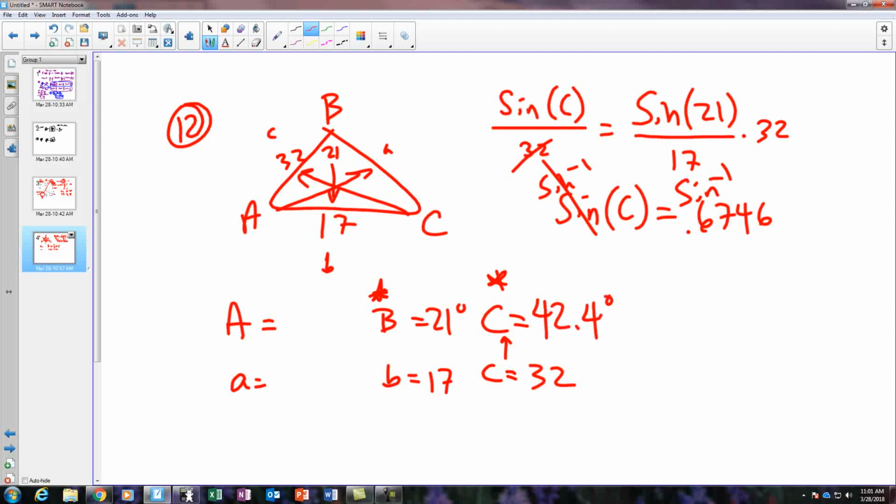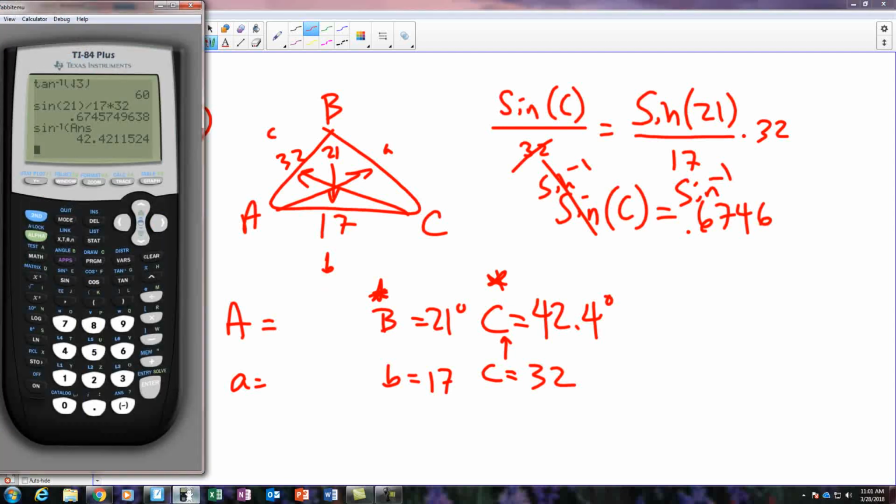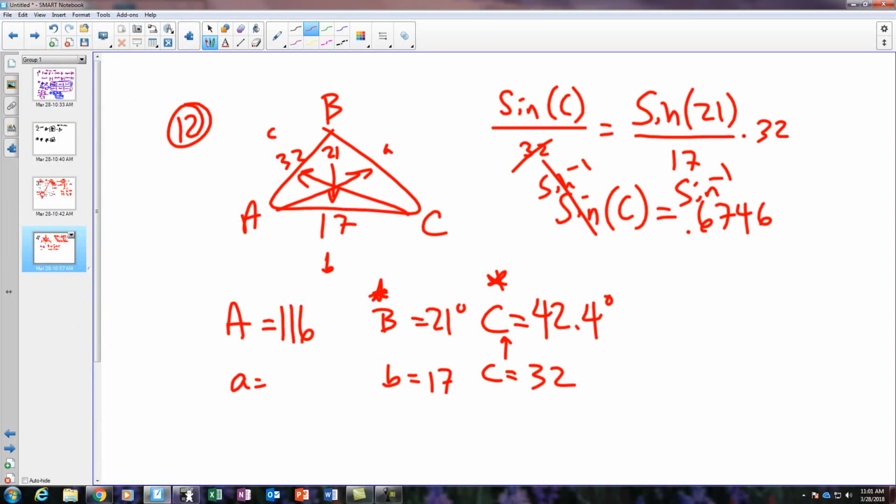42.4 degree angle. Now, right now, I want you to understand, it is possible that angle could be wrong, but we're going to check one thing at the end. Let's go ahead, because we don't know anything about A, there's a good chance it's going to work itself out. I know I have to have 180 degrees to get big A, so I'm going to take 180 minus 21 minus 42.4 equals 116.6 degrees. So there's my obtuse angle. What that means is little a had better be bigger than 32 in a big way.